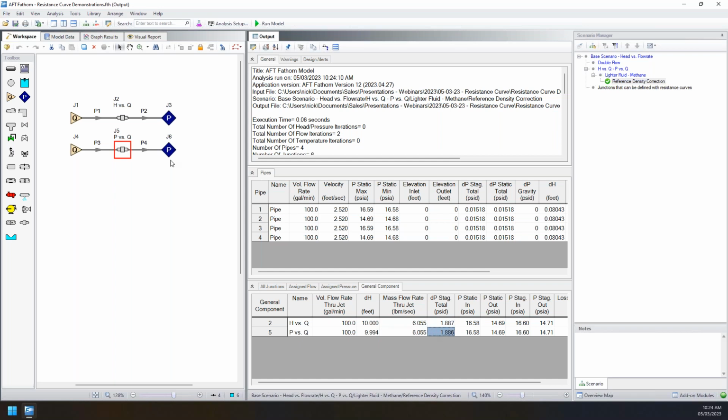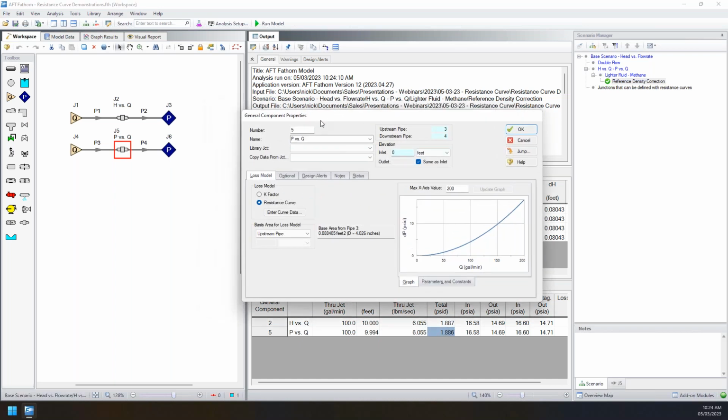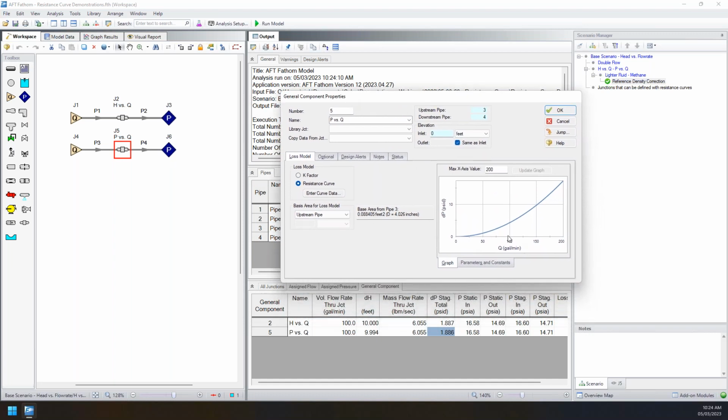So even though we specified here our 4.33 PSID at 100 gallons per minute, it's no longer using this exact DP curve, because it's now converted it to head, and we can back calculate what that DP will be at that point.